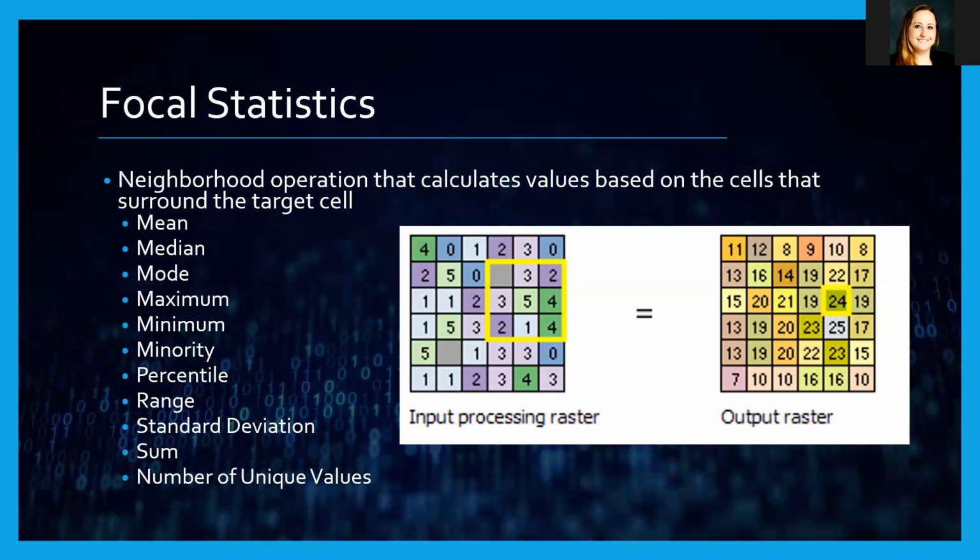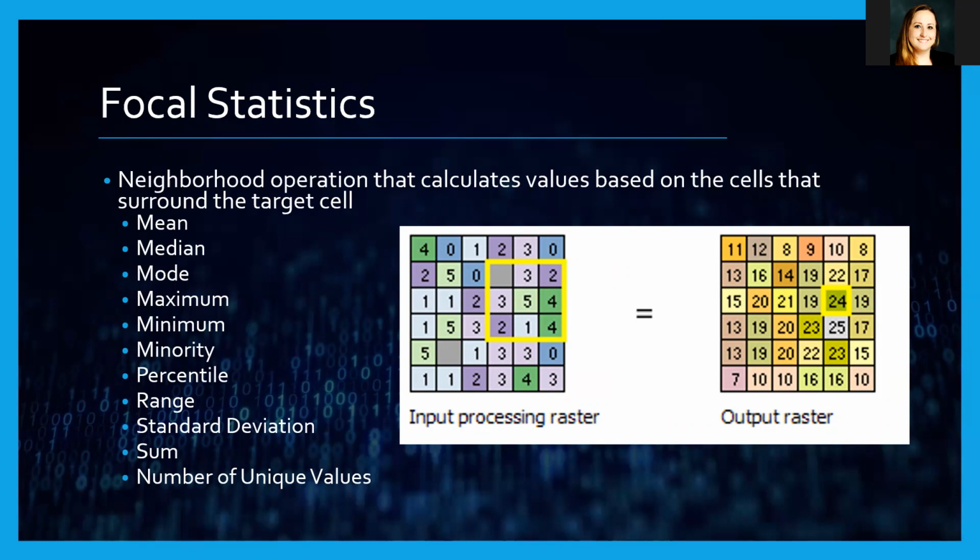Focal statistics use neighborhood operations to calculate values based on the cells that surround each target cell, also known as the neighborhood. The neighborhood size and dimensions are determined by the users and are the same for each cell. However, it uses a moving window where the cells that are included change based on the target cell location. It can include the mean, median, mode, max, min, minority, percentile, range, standard deviation, sum, and the number of unique values.